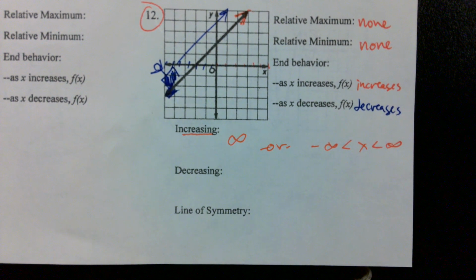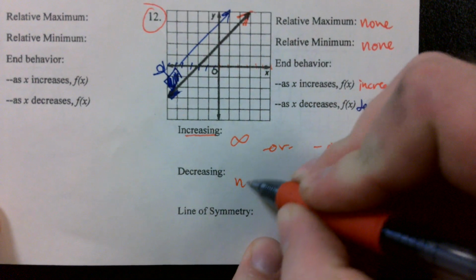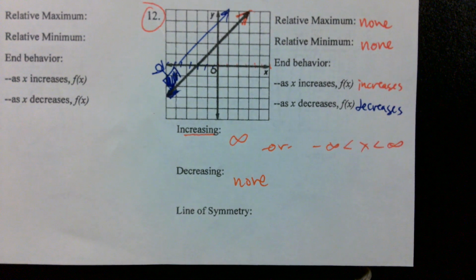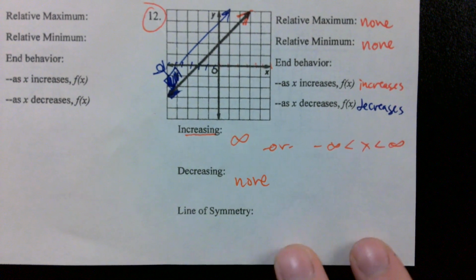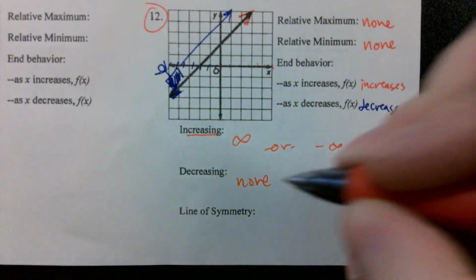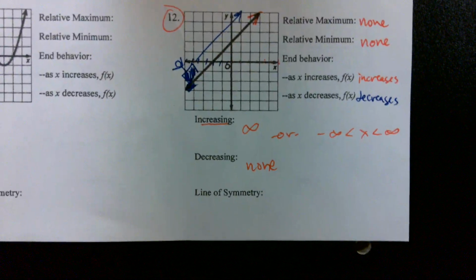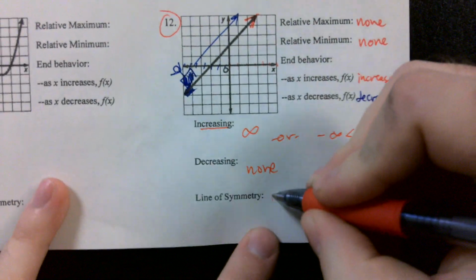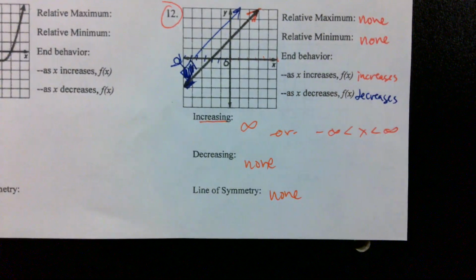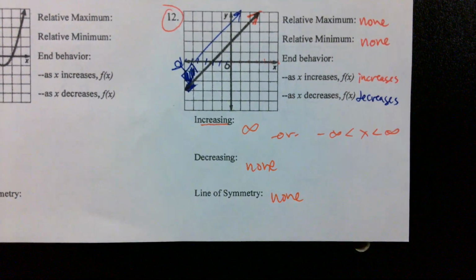If this was a roller coaster, is there anywhere on this roller coaster where it's going to start going down? No. There is no decreasing interval. If there's no decreasing interval, we're just going to write none. Okay? Is there a line of symmetry for this? No. Look how easy that was. We didn't even have to do most of the work.